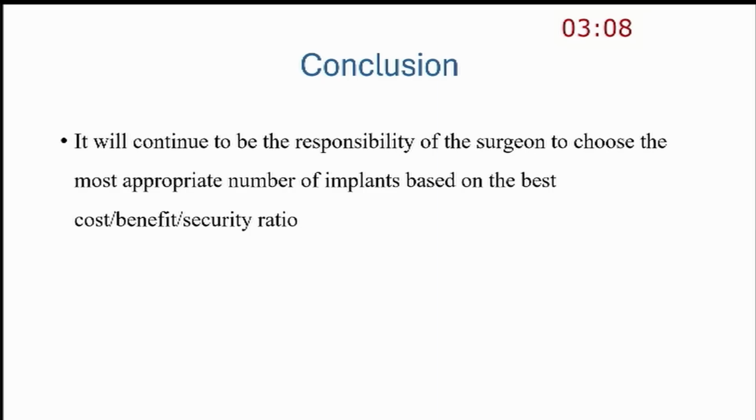Finally, it will continue to be the responsibility of the surgeon to choose the most appropriate number of implants based on the best cost-benefit security ratio.